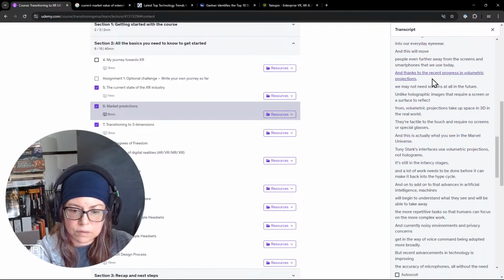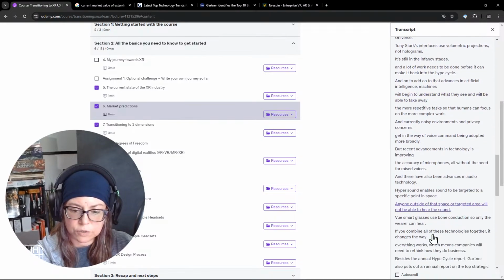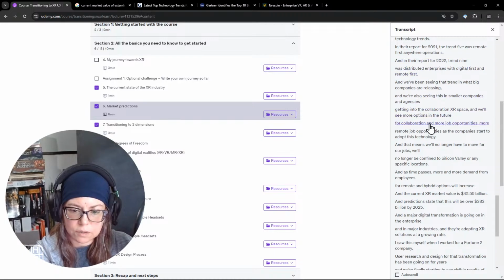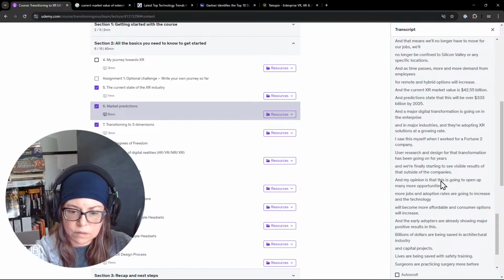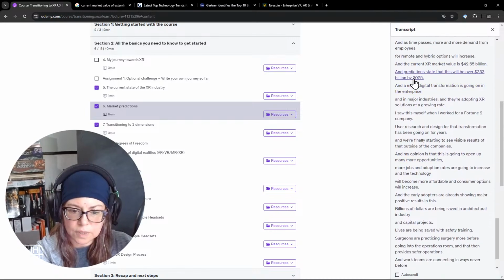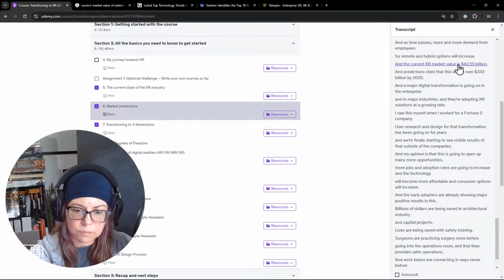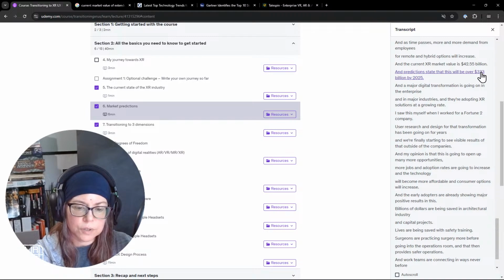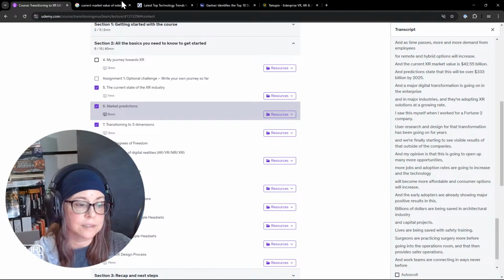I'm just looking at my transcript here. This definitely needs to be updated. So a year ago, I said the current XR market value was 42.55 billion, and the prediction was that it would be over 333 billion by 2025. So the question is, did it do that?